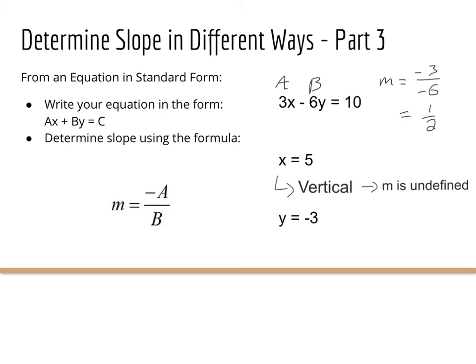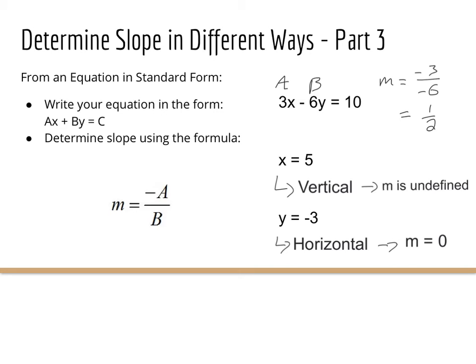Y equals negative 3, which we know is going to be y equals a number, means it's a horizontal line. And as we discussed earlier, all horizontal lines have a slope of 0. So once again, just from the equation, we can get the slope. But I do want to show you the connection between these things.